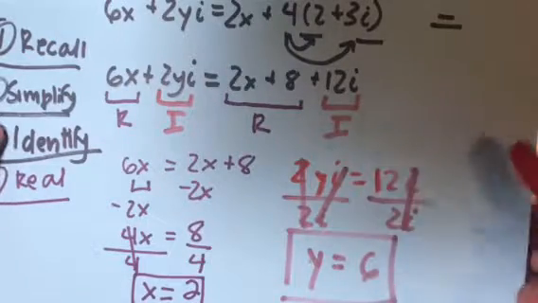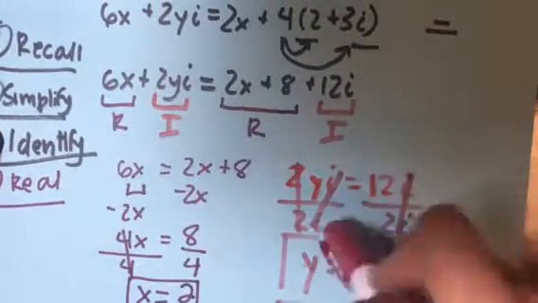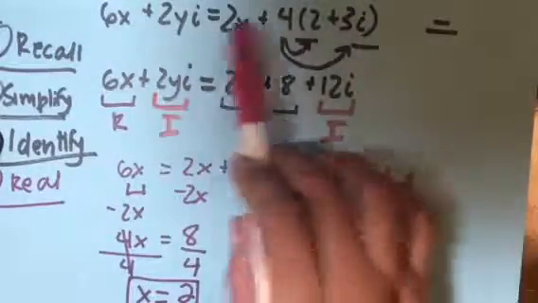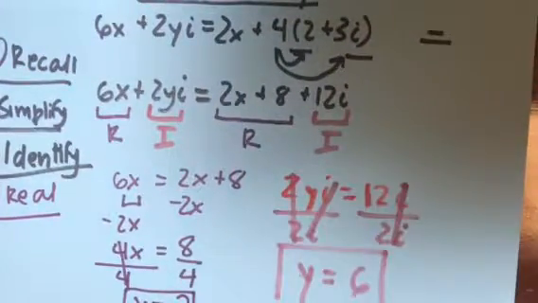So now, in order for this to be a true statement and these complex numbers to be equal to each other, x must equal 2 and y must equal 6.